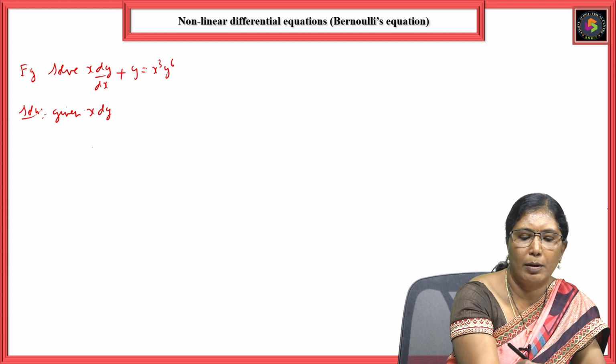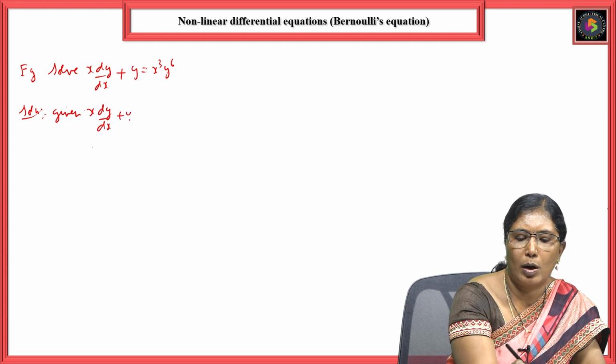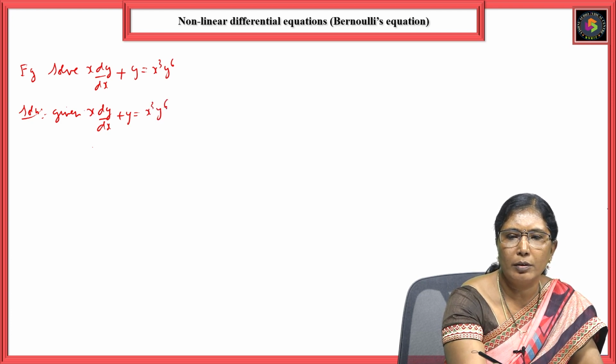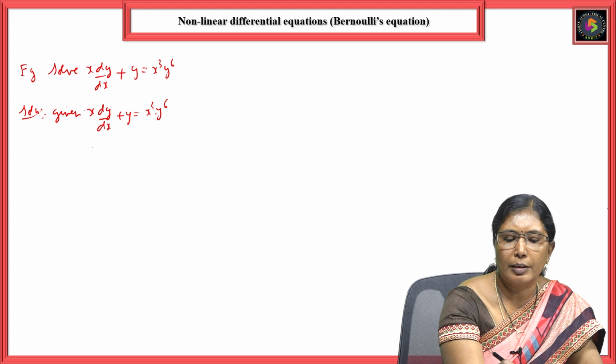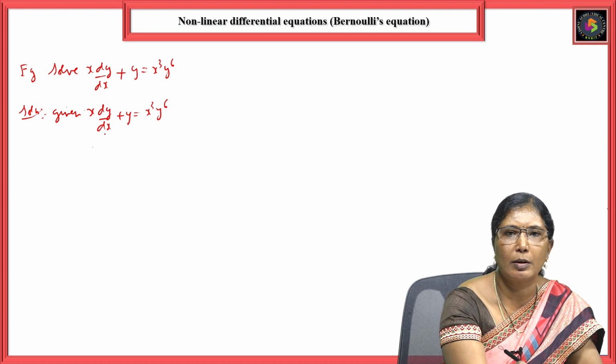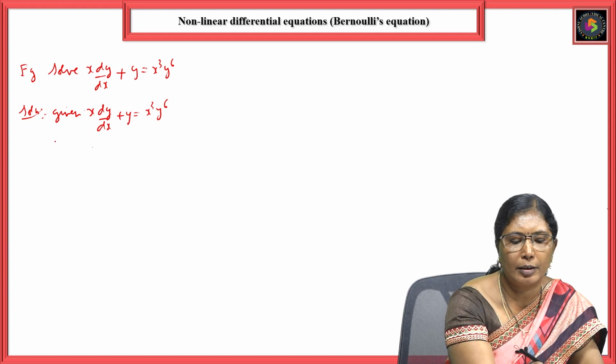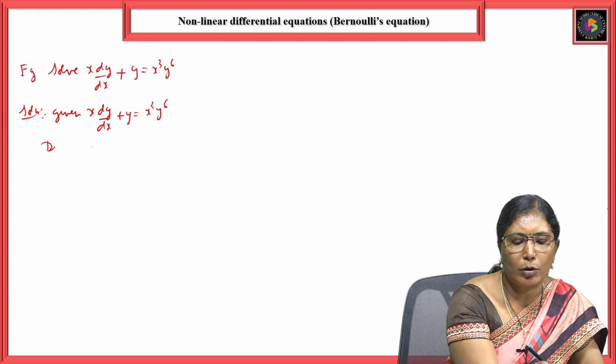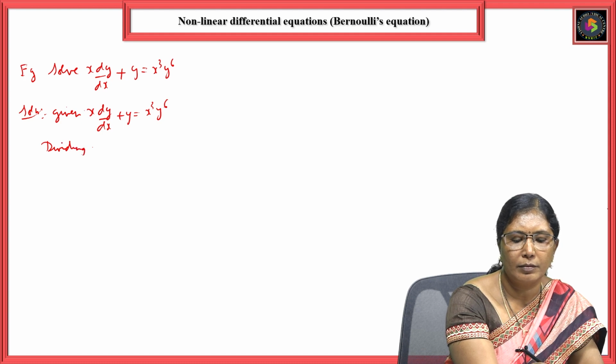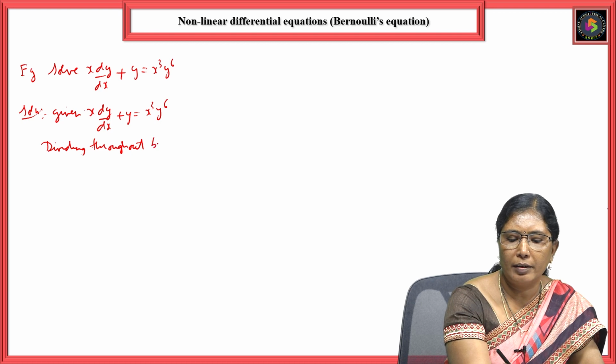x dy by dx plus y is equal to x cube y to power of 6. Now here we have to get the function of x only because it is dy by dx. So we have to remove y to power of 6, and the coefficient of dy by dx we should make it as 1. So we should remove this x. So to get the reduced form, dividing throughout by x y to power of 6.